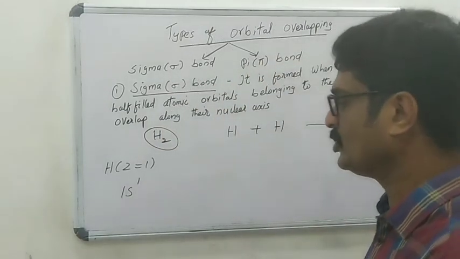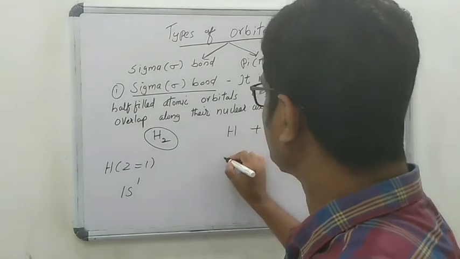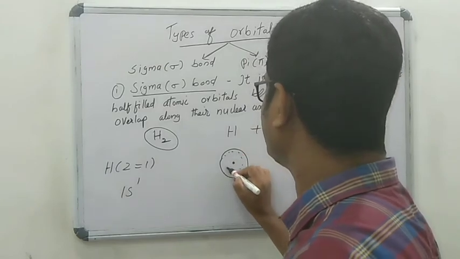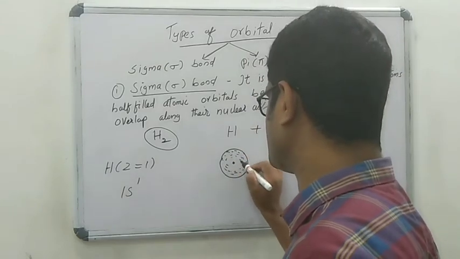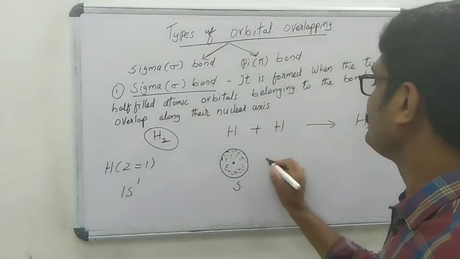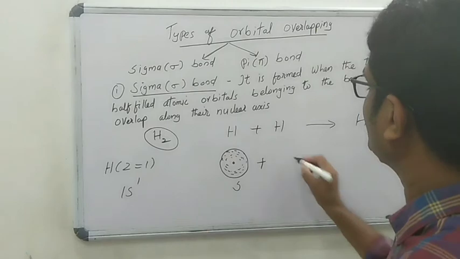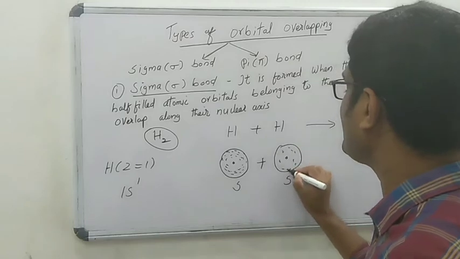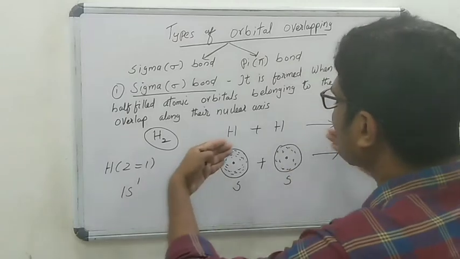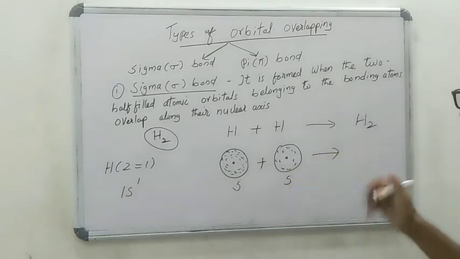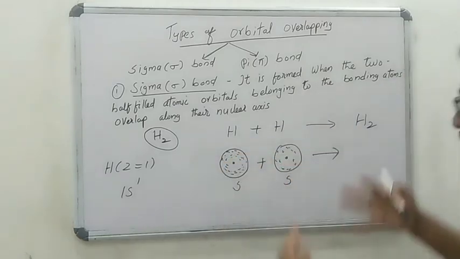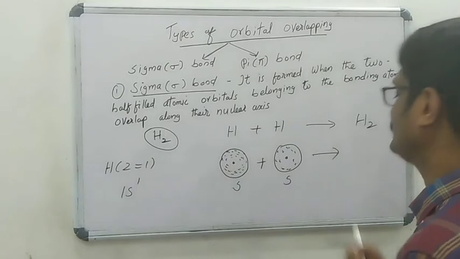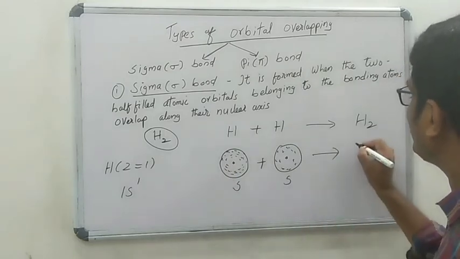Then we know the hydrogen atom has a half-filled 1s orbital. The s orbital's shape is spherical. Here the half-filled s orbital of one hydrogen atom overlaps with the other. These two atomic orbitals, the half-filled s orbitals, overlap along the internuclear axis.